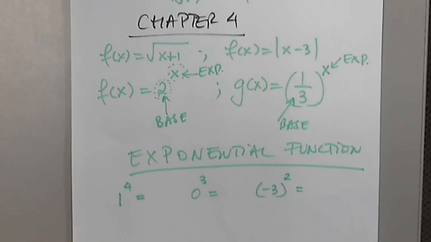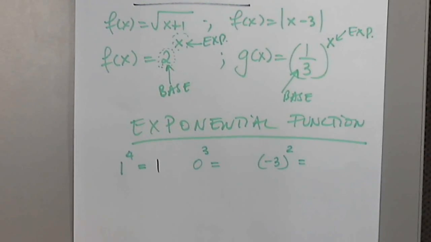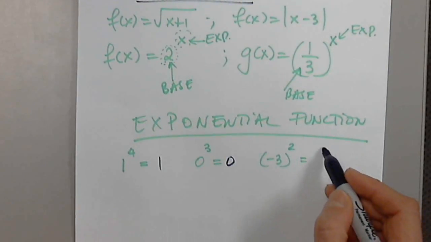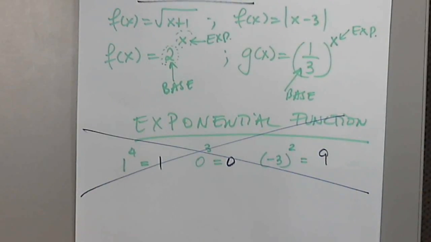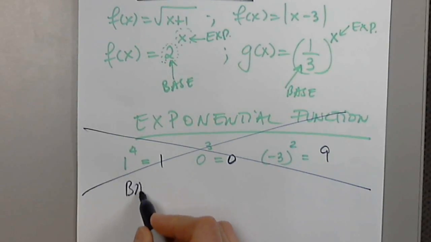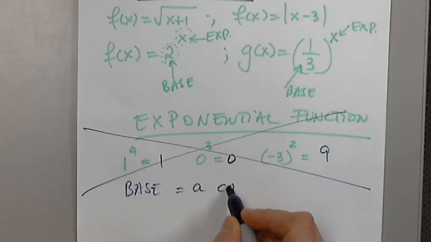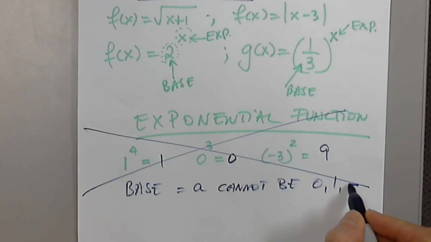Yes, so 1 to the 4th would be 1. 0 to the 3rd will be 0, and -3 squared will be 9. However, these are not allowed for exponential functions. Because x is not the exponent? Nope, not because of that. So I will say base. The base is denoted by a or b, doesn't matter. The base, a, cannot be 0, 1, or negative.